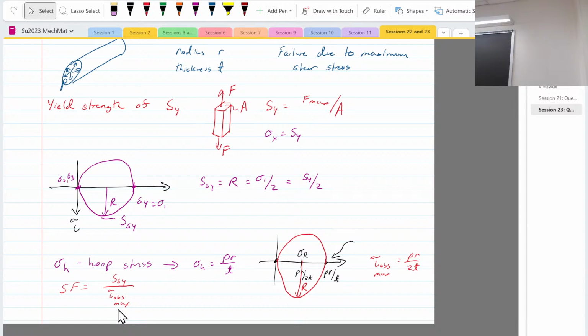So isn't tau absolute max just PR over 2T? PR over 2T needs to equal... Isn't tau absolute max PR over 2T? You use the stress H, the hoop stress. Use that equation, because PR over T is equal to sigma 1. Yeah, you can use PR over 2T, and then you do that to find SSY. SSY is constant. SSY is just PR over 2T.